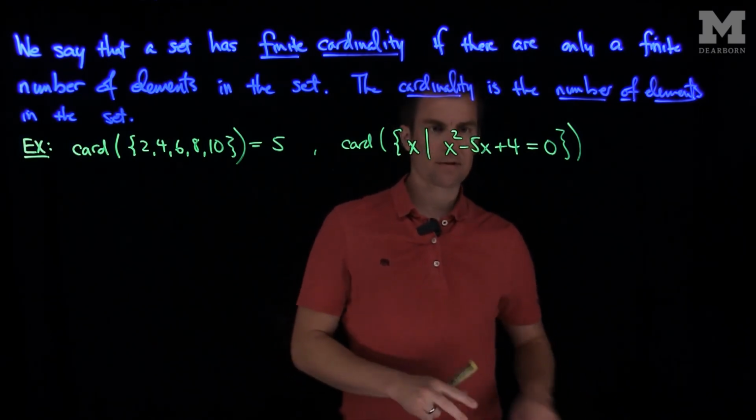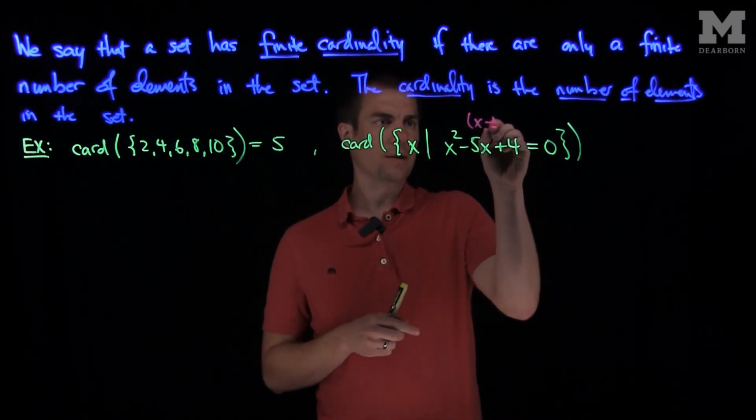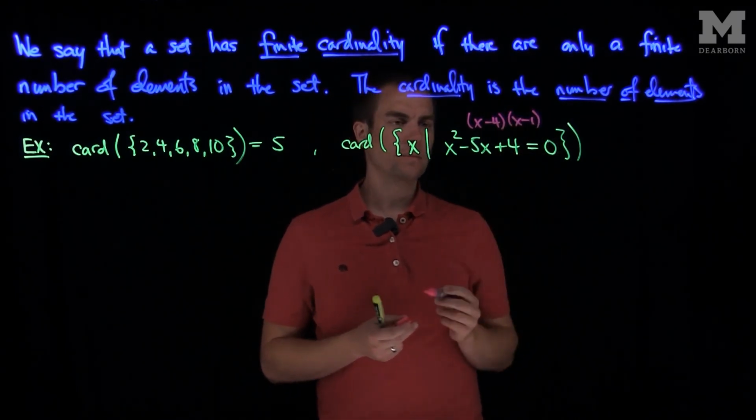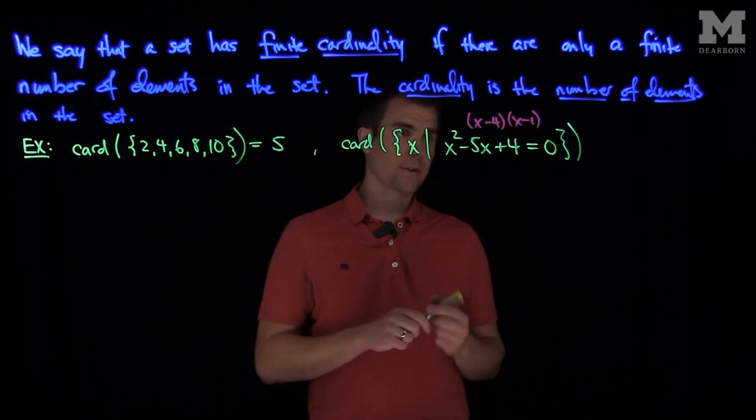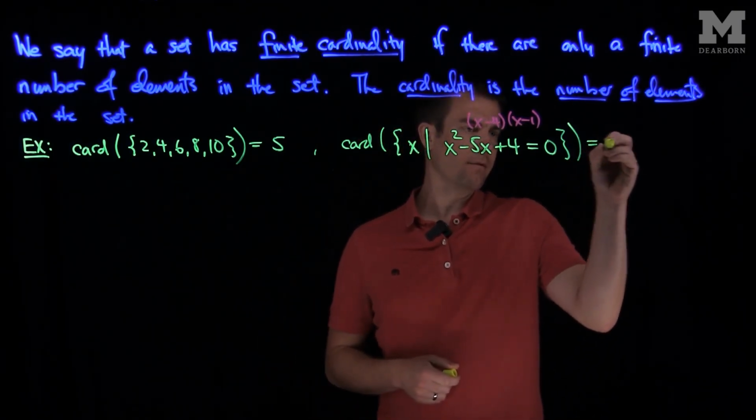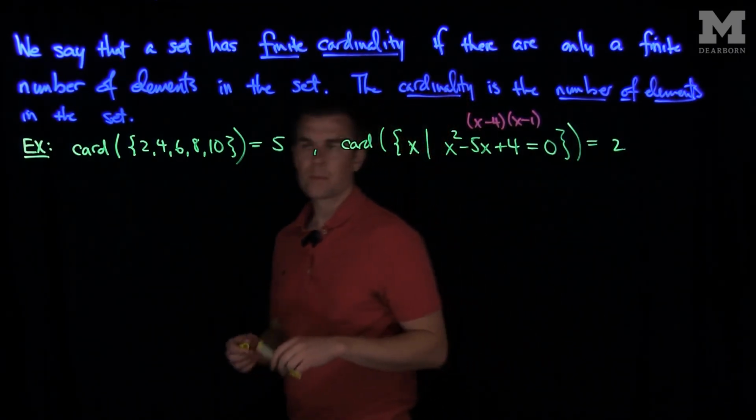Well, we can easily see that we can factor this as x minus 4 times x minus 1. And so in particular, there are only 2 numbers x that are real numbers that satisfy this equation. So the cardinality of this set is equal to 2.